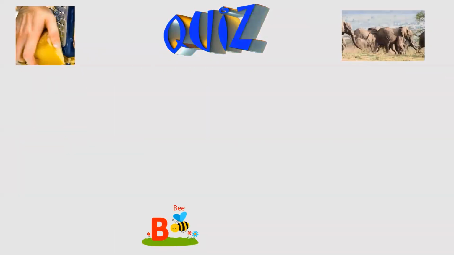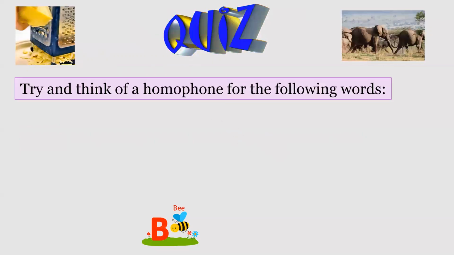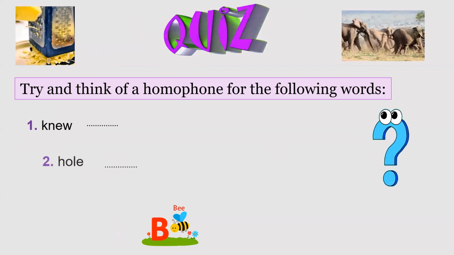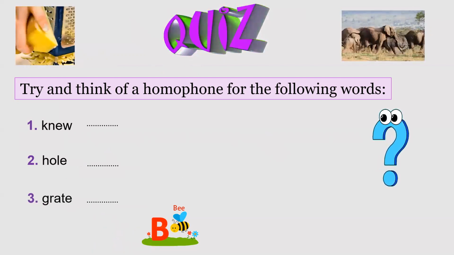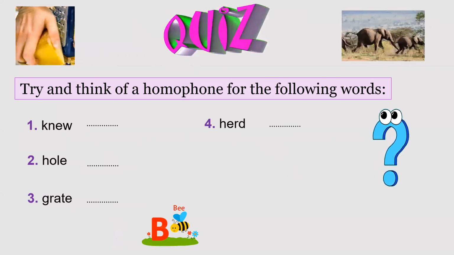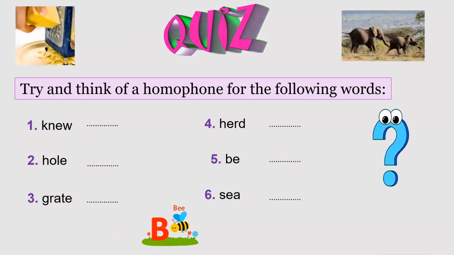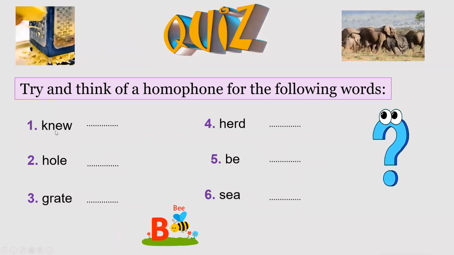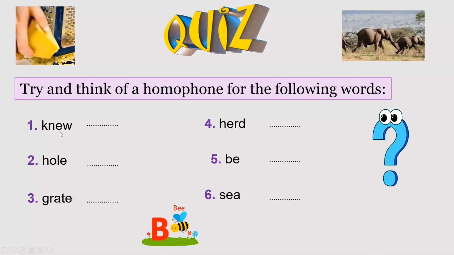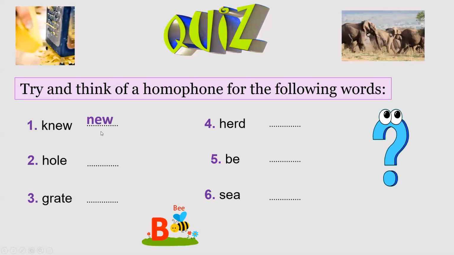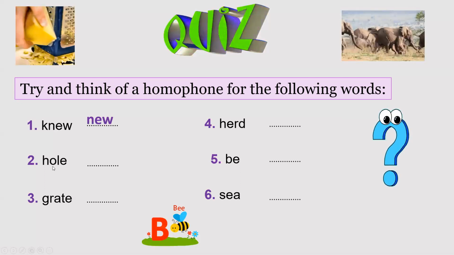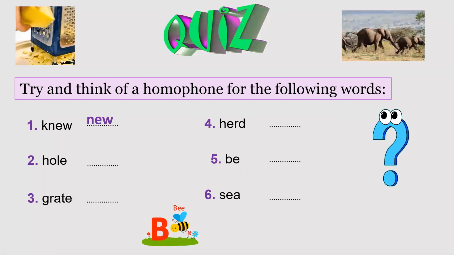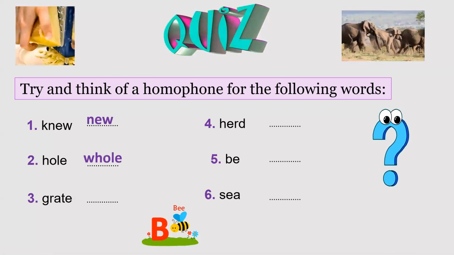Now it's quiz time. Try and think of a homophone for the following words. You have new, whole, great, heard, be, and see. Okay, number one, new is the past simple of the verb to know. Can you think of a homophone for this word? Yes, it's the adjective new. Hole. You know what it means, a hole? He dug a hole with a stick in the ground. So we can use the word whole, which means the entire of.